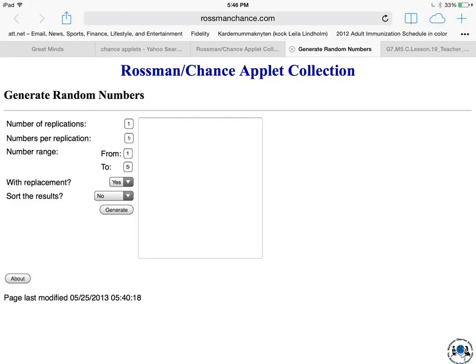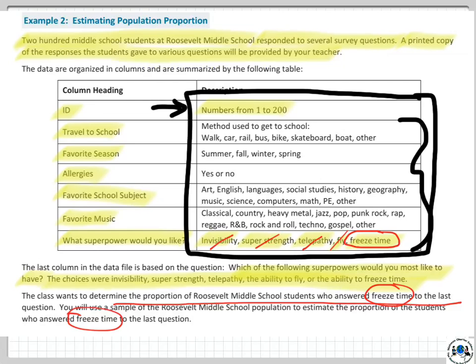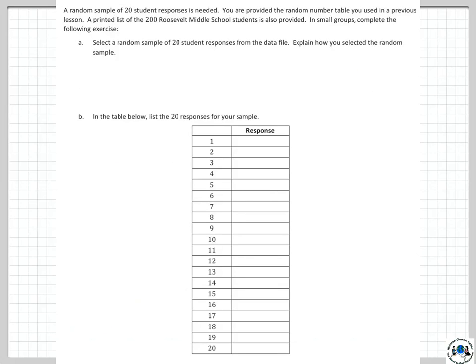Okay, so here I am again at the Rossman Chance random number generator applet. The way I've set this up is I have number of replications 1, and then this here, numbers per replication. We actually want that to be, well, hold on a second, let's go ahead and look at what they're asking us first. So a random sample of 20 student responses is needed.